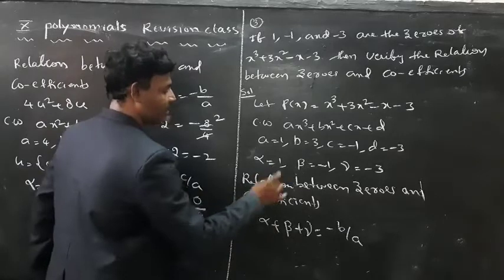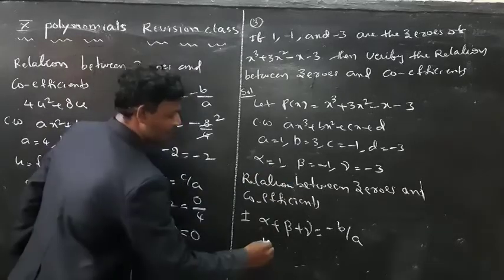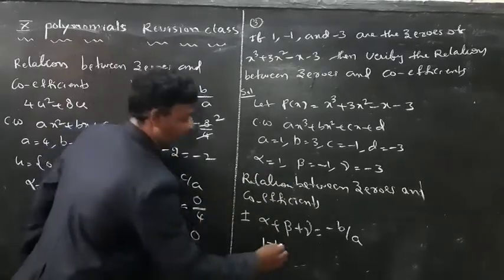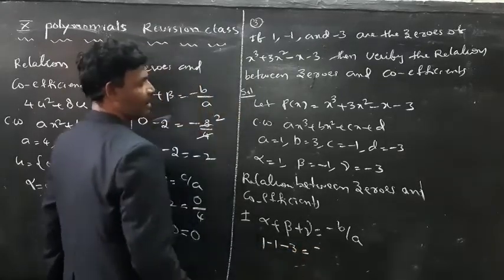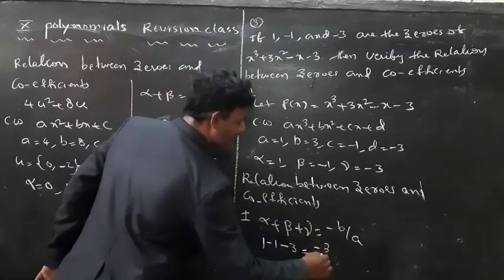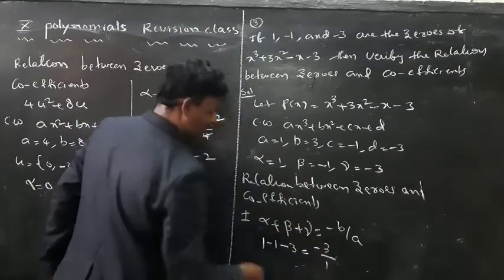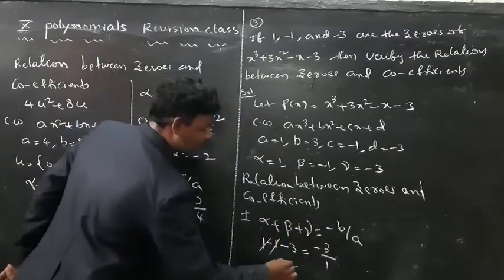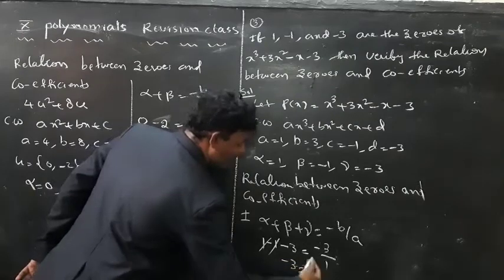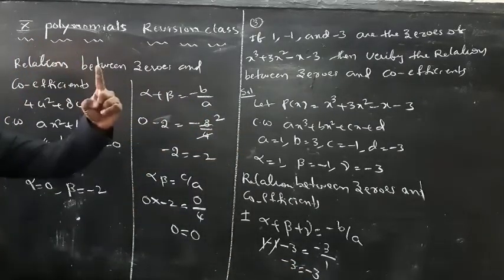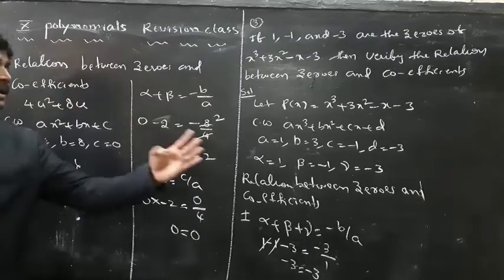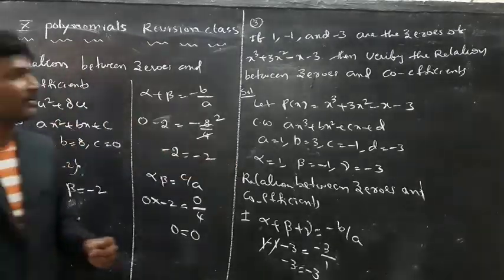What is the value of alpha? 1 plus beta, minus 1, and gamma, minus 3 is equal to minus, what is the value of b here? 3, by a means 1. Plus 1 minus 1 cancel. So minus 3 is equal to minus 3. So the first relation is verified. What is the sum of zeros? Alpha plus beta plus gamma is equal to minus b by a.